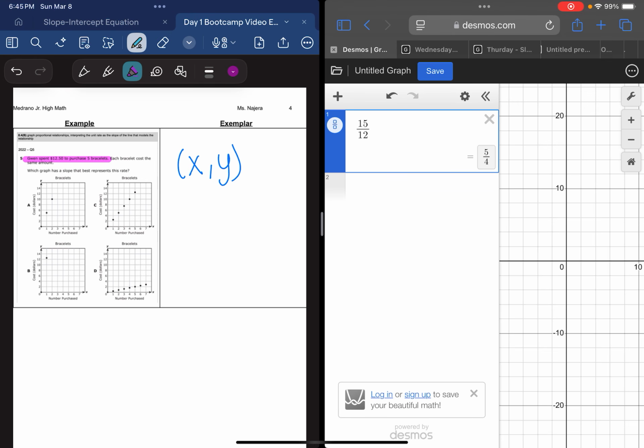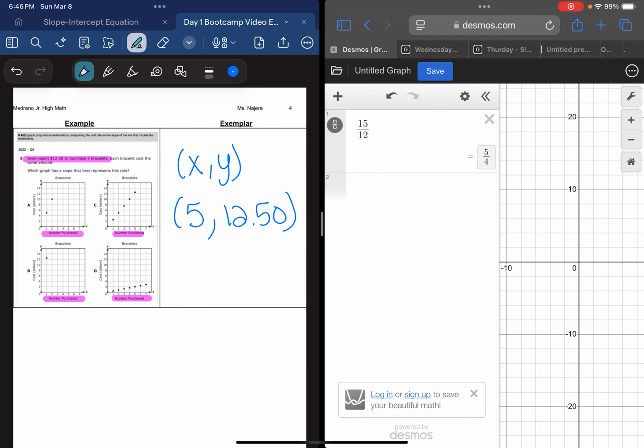I'm going to look at my graphs. The number of bracelets purchased is my X value. So that means that my X value is 5. My Y value is 12.50. So now I have a coordinate to look for in my graph.